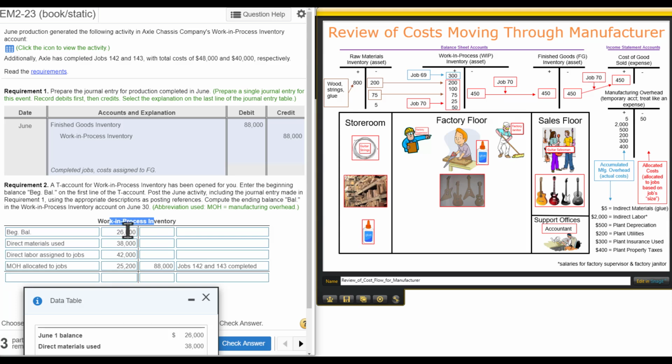So we're going to figure out the balance, and we're going to take 26,000 plus 38,000 plus 42,000 plus 25,200 minus 88,000, and that gives us an ending balance of 43,200. Why are we adding these? Because remember, work in process is an inventory account, which is an asset. They increase on the left side.